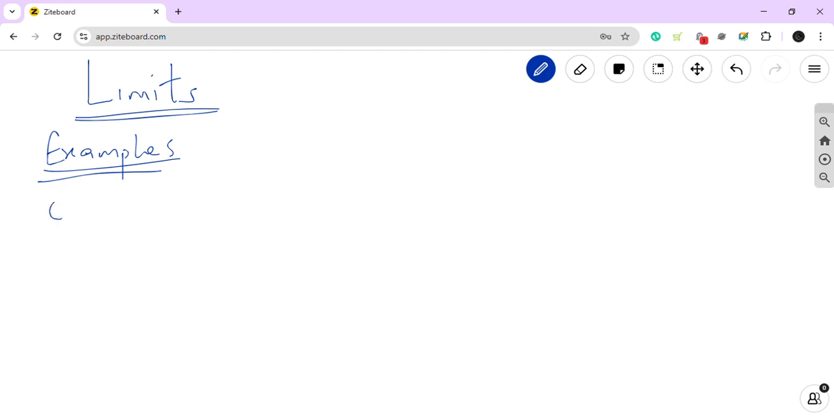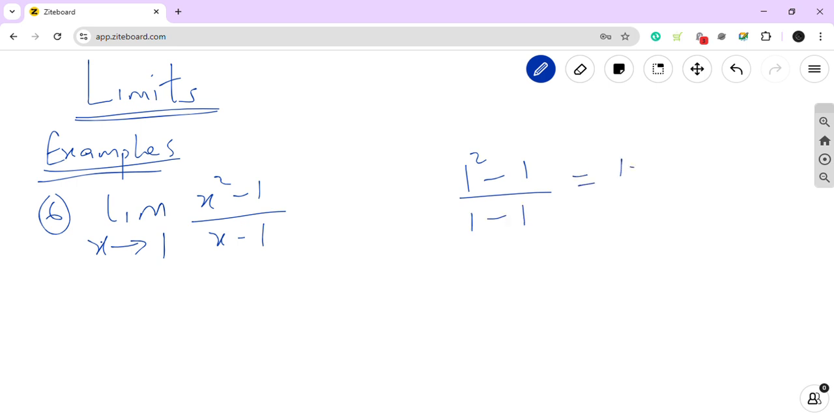Example 6 says we should find the limit of x squared minus 1 over x minus 1 as x tends to 1. If we try to substitute this directly, that's 1 squared minus 1 over 1 minus 1, which will be 1 minus 1 over 1 minus 1, and that's 0 over 0. Don't forget I told you that our answer must not be 0 over 0.